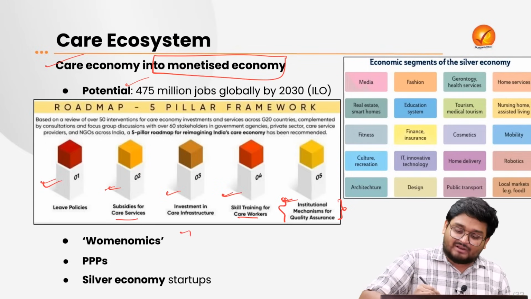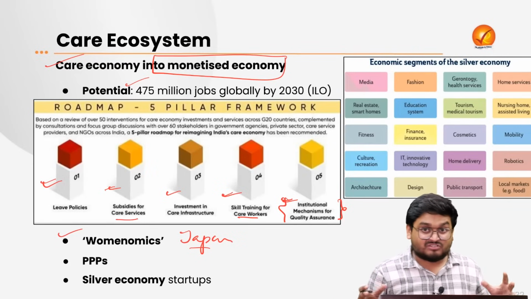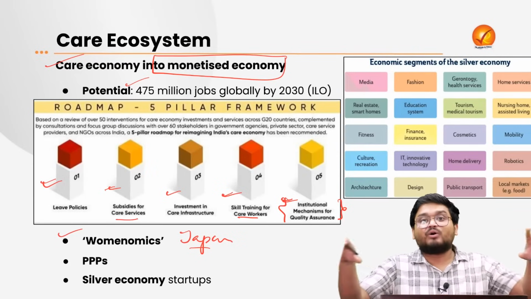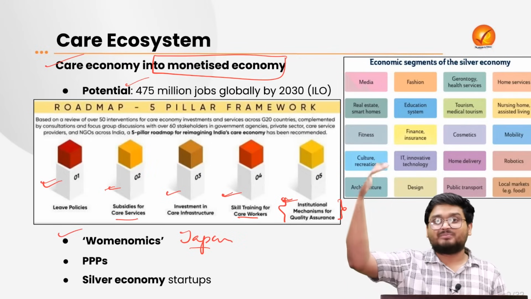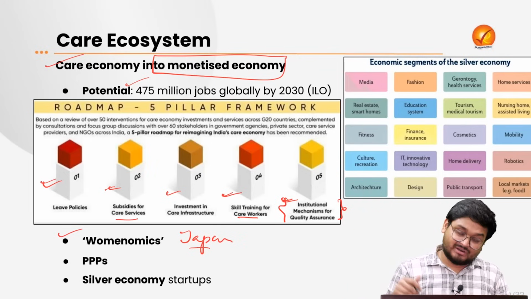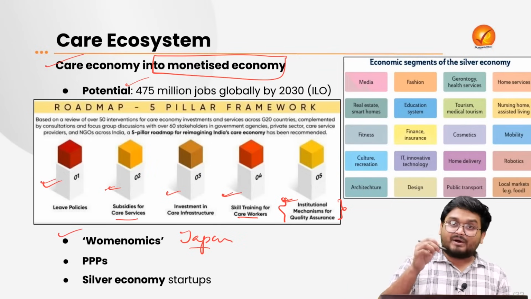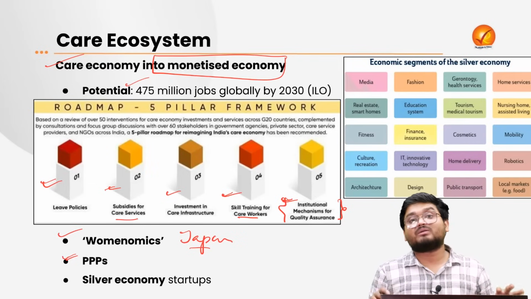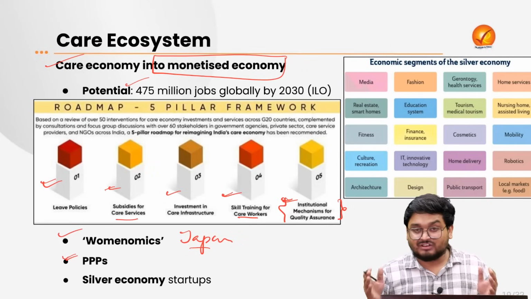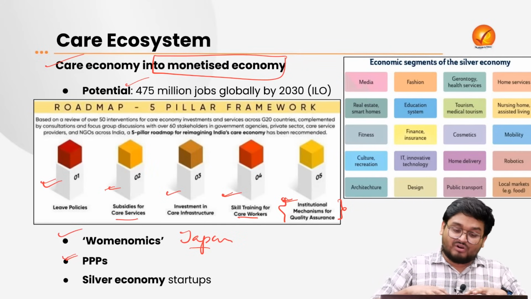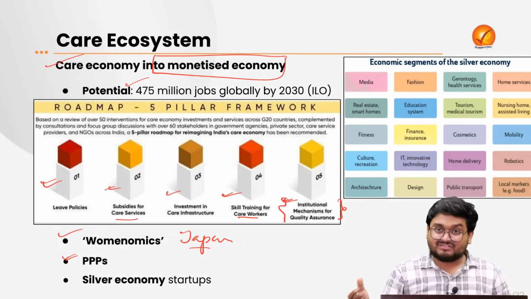Also, Japan as a country has focused on womenomics, which is a slew of government policies to promote women at various levels of management in the country and also represent them in the labor force. Apart from this, the Indian government must be promoting more and more public-private partnerships, where the corporate sector and the MSMEs can create a good ecosystem for the care economy and monetize the same.